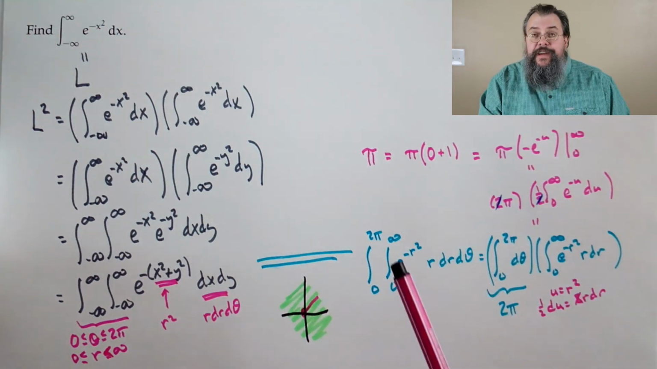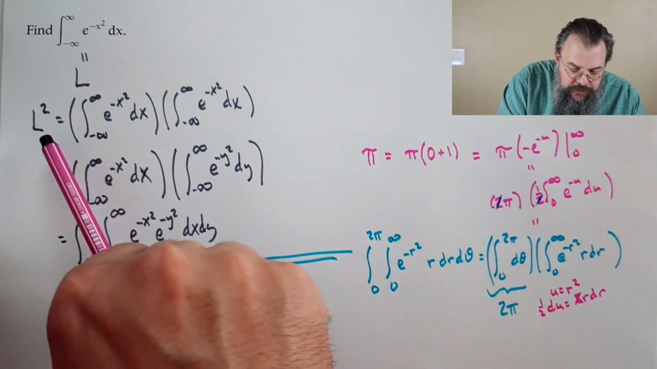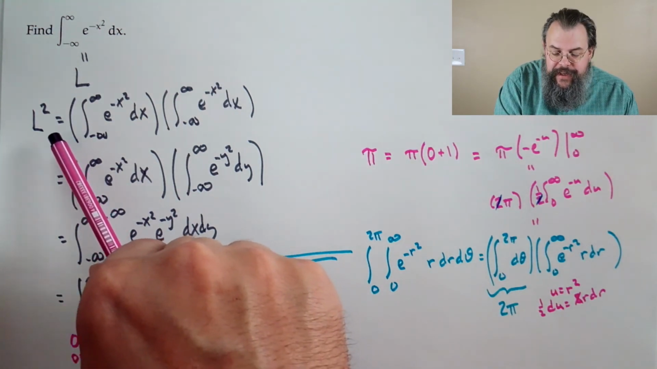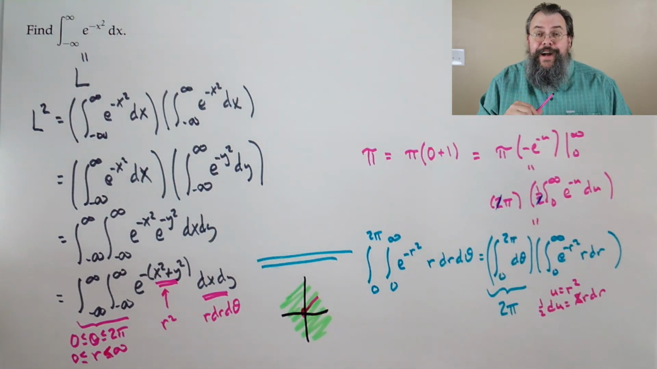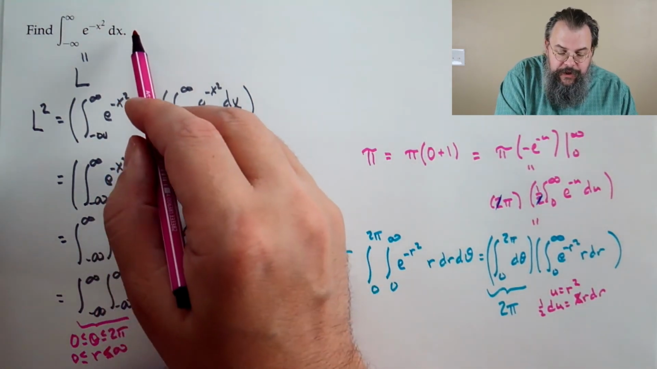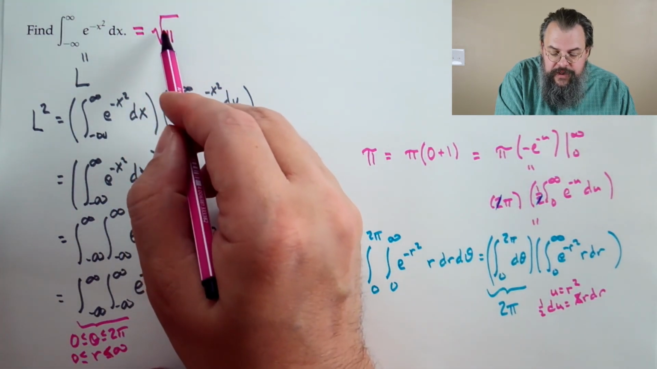Now remember, that's not our answer. That's the square of our answer. I squared is pi. So finally, we take the square root, and lo and behold, we can say this is the square root of pi.